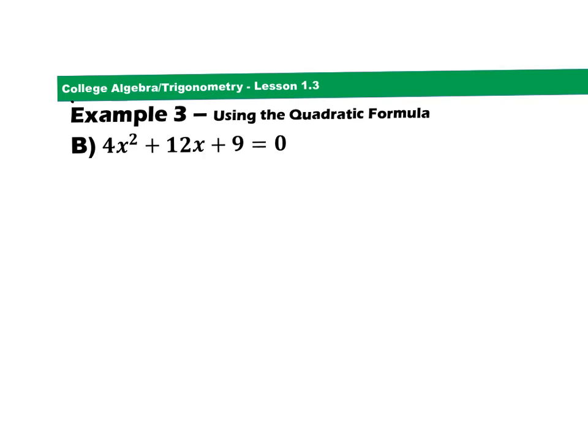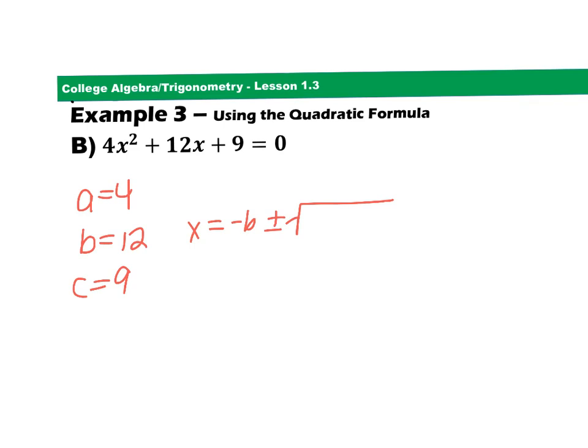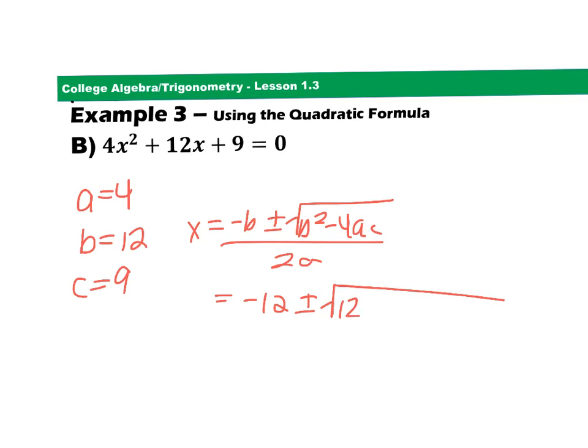All right, quadratic formula. Identify first your A, B, and C. What's A? 4. Okay. A equals 4. B is what? 12. And C is? Okay, good. So I have x equals negative b plus or minus the square root of b squared minus 4ac all over 2a. What's my b? So I have negative 12 plus or minus 12 squared minus 4 times what's a? 4. What's c? All right. All over 2 times 4.